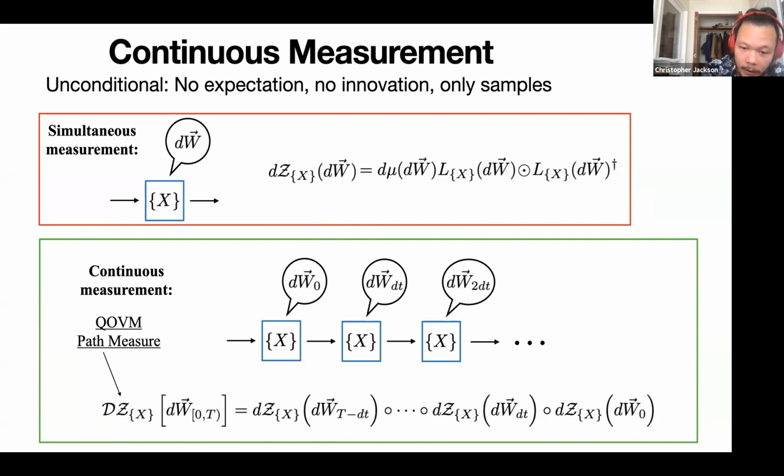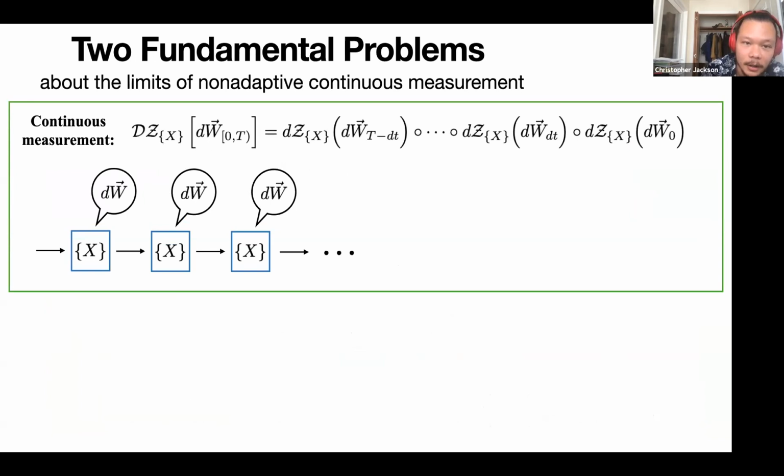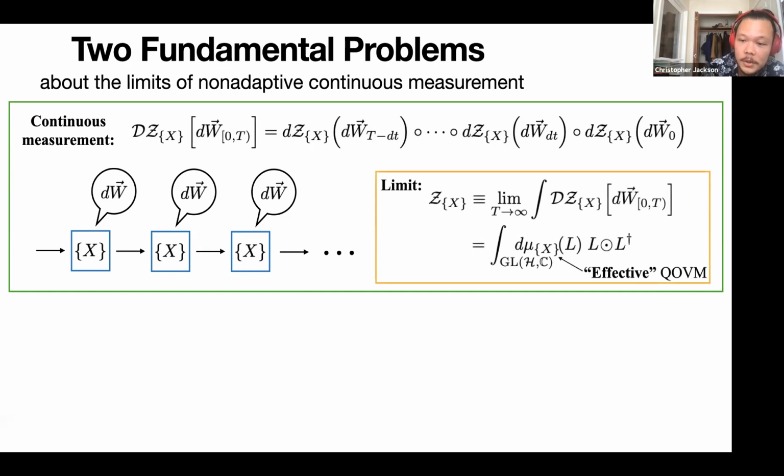Cool. All right. So now I'm going to state what I think are two fundamental problems. So here we are with this QOVM path measure. And the question is simply, what is it? It's not exactly comprehensible to look at it like this and say, oh yeah, I know what that's doing. So here is where I define this limit. This is an unraveling over measurement records, but there is somehow an effective quantum operation valued measure. It has nothing to do with the state. It's, as Carl likes to say, piling up Kraus operators. And the question is just, how are those Kraus operators actually distributed? How are they distributed now that you've got this crazy non-abelian thing? How do you pile up these Kraus operators?